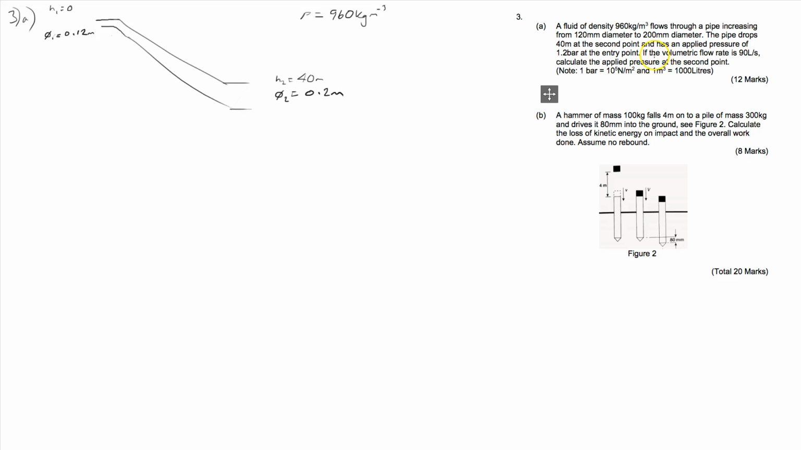It has an applied pressure of 1.2 bar at the entry point. Now a bar is times 10 to the 5. So the pressure 1 is going to be 1.2 times 10 to the 5. It gives us a volumetric flow rate of 90 litres per second.